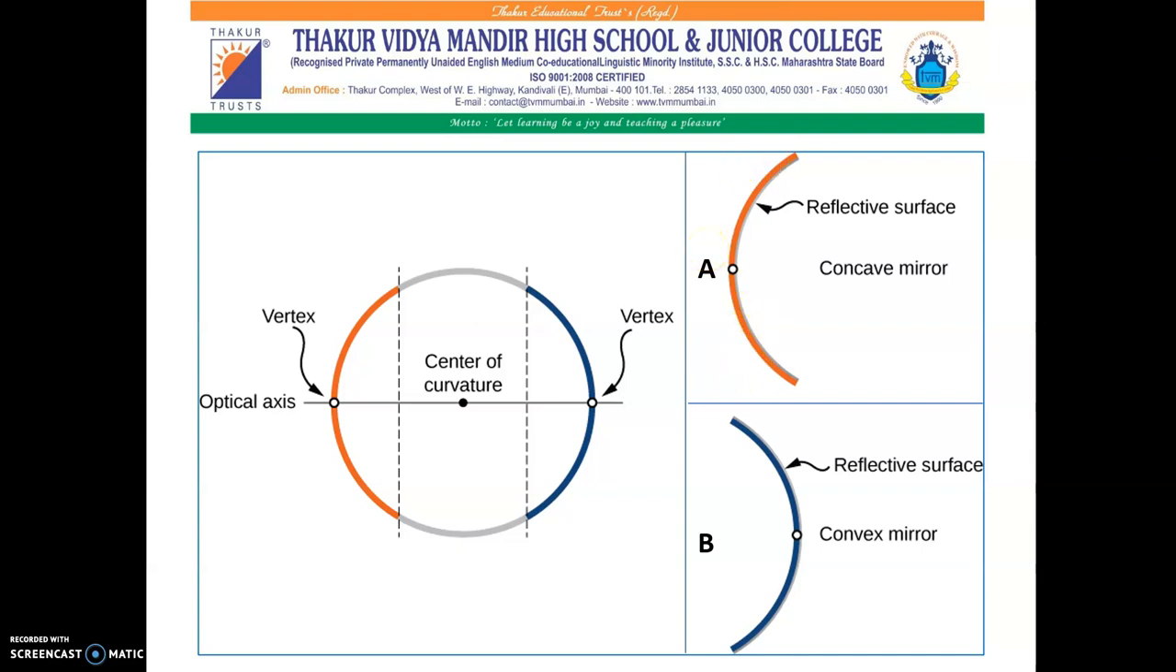And the reflection of light takes place either from its outer or the inner surface. Thus, there are two types of spherical mirrors as described over here. One is the concave mirror and other is the convex mirror. Now, let us understand in detail why this mirror is a concave mirror and why this mirror is a convex mirror.